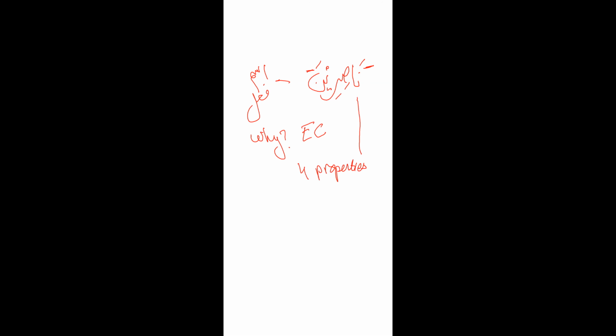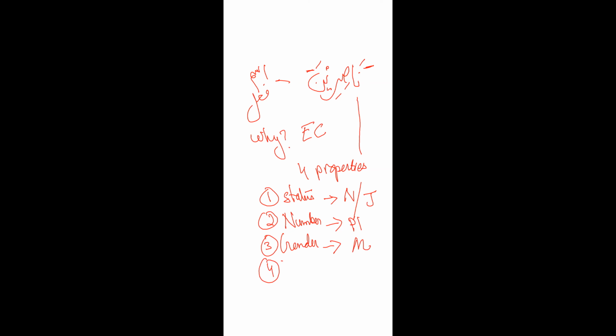So number one, what is the status? Nasab jar. Yes, nasab or jar. Then what is the number? Plural. Ina, plural. Then what is the gender? Masculine. And what is the type? Common. Okay.